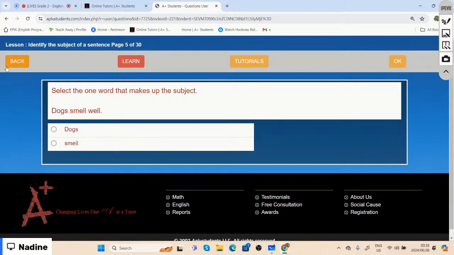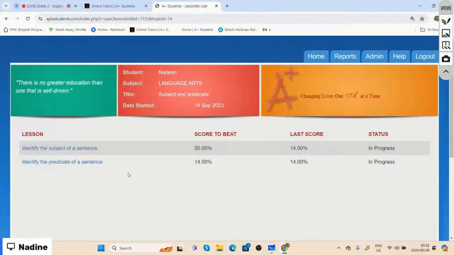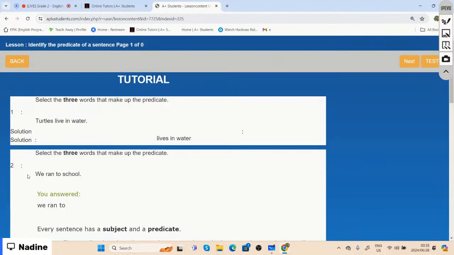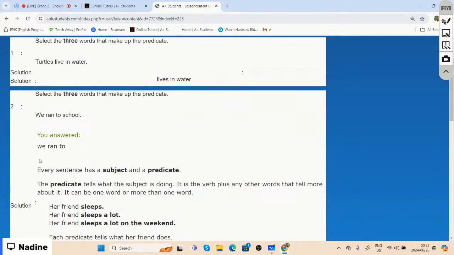All right, so now let's go on to our predicate. We're going to identify the predicate. Remember, we said that the predicate is either just the verb or it is the verb plus any other words that follow, that tell us more about the subject. So the predicate tells us what the subject is doing. It can either be one word or it can be more than one word.